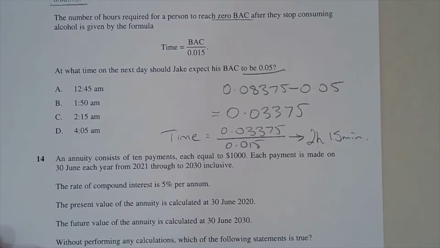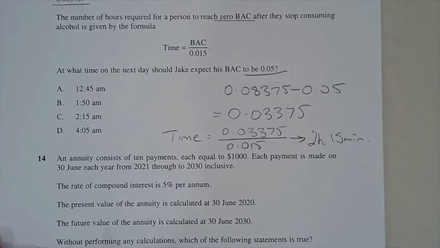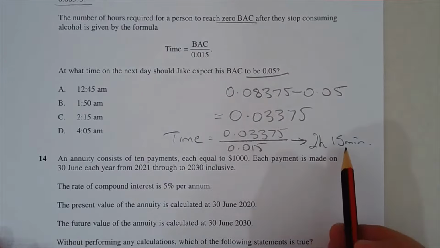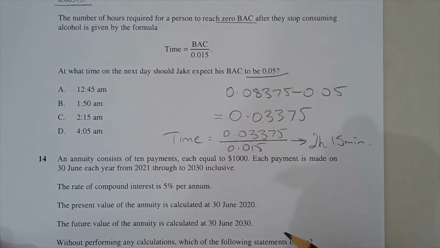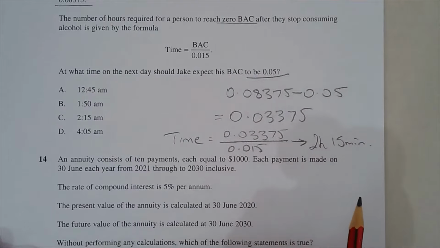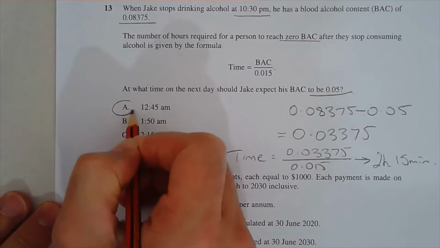So what time in the morning is that? So he stops drinking at 10:30 p.m. and we're going to add 2 hours and 15 minutes. So that's going to be, well, 10:30 p.m. plus 2 hours and 15 minutes. It's going to be 12:45 in the morning. So option A.